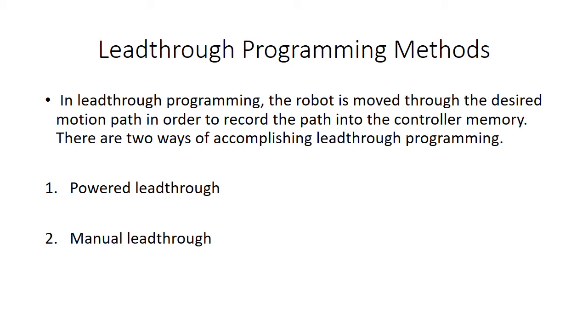Lead-through programming methods. In lead-through programming, the robot is moved through the desired motion path in order to record the path into the controller memory. There are two ways of accomplishing lead-through programming. 1. Powered lead through. 2. Manual lead through.